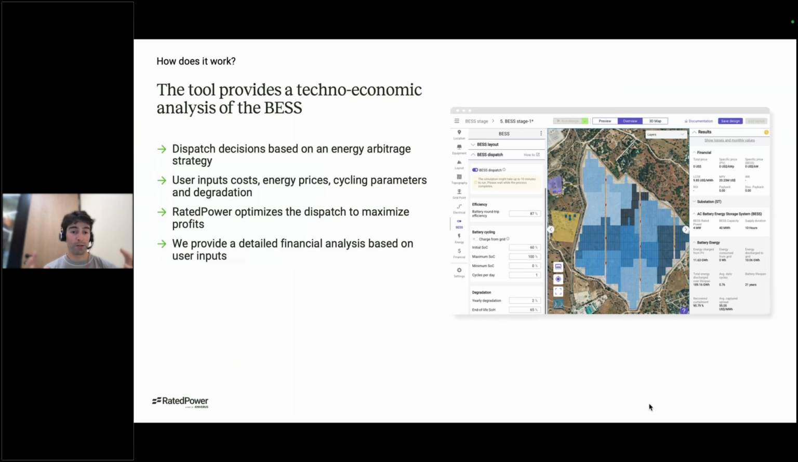So it's again based on this arbitrage strategy, based on the price signal, with all these inputs, variables and restrictions. We take them all and automatically optimize the charge and discharge to basically obtain the maximum profit out of the system. And with this, we then provide the user with a detailed financial analysis based on all the inputs, financial and also energy. You'll see later all the hourly inputs and outputs and the energy exchange, and it's super cool.